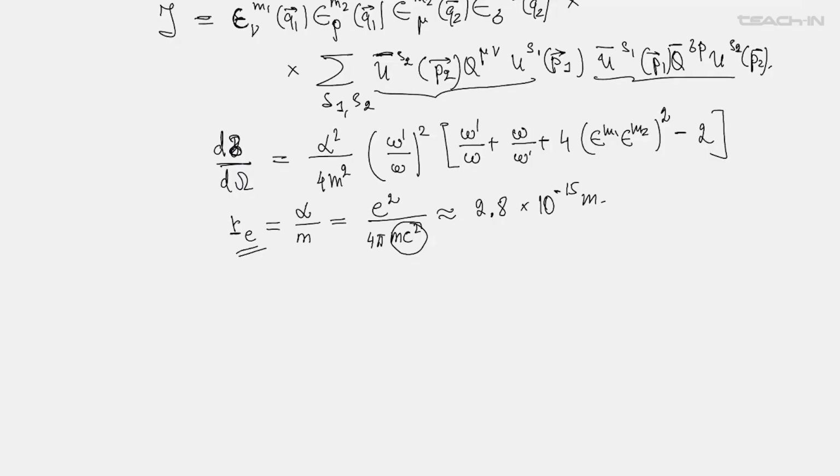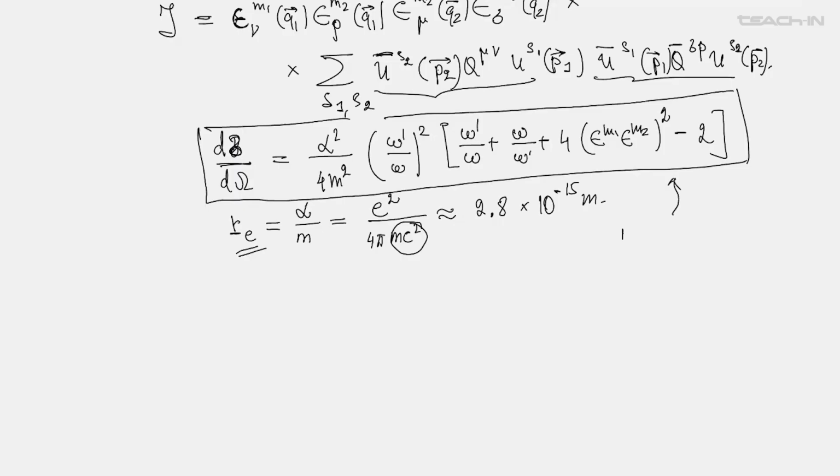This formula, by the way, has a name. It's called the Klein-Nishina formula, by the names of the people who derived it. The Klein-Nishina formula.